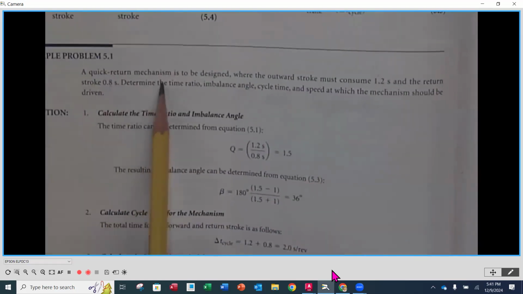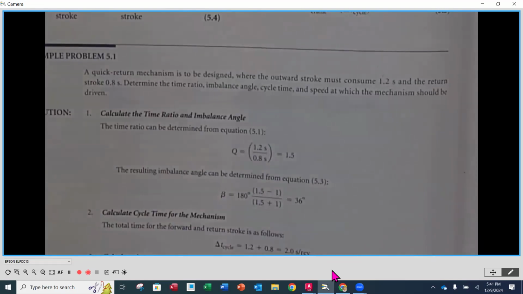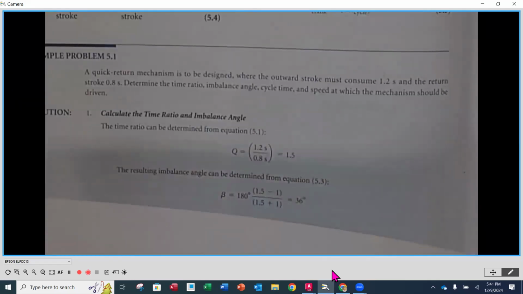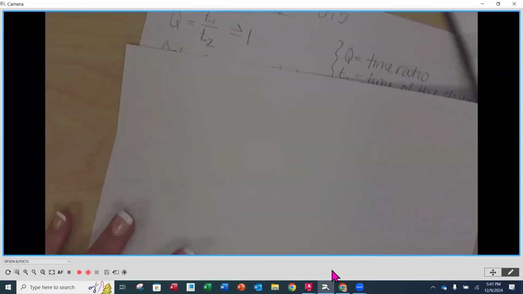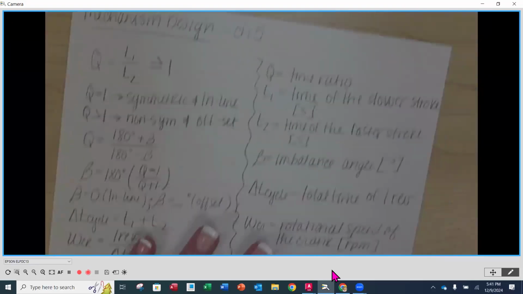A quick return mechanism is to be designed where the outward stroke must consume 1.2 seconds and the return stroke 0.8 seconds. Determine the time ratio, the imbalance angle, the cycle time, and the speed at which the mechanism should be driven. So we'll look here and identify what we know and what we have to find. I'm going to keep my mechanism equation sheet handy.